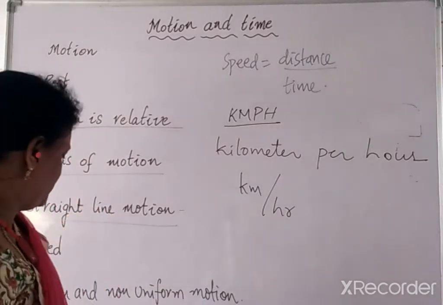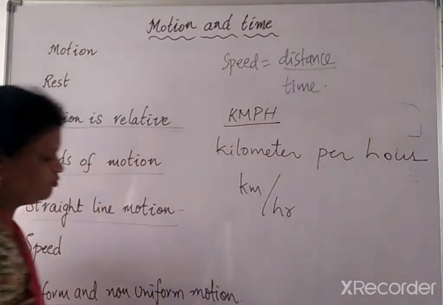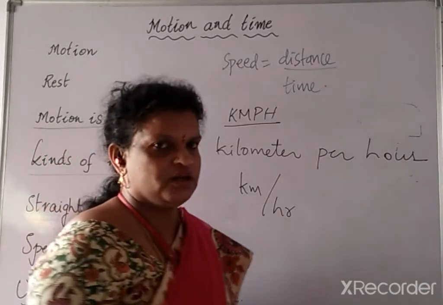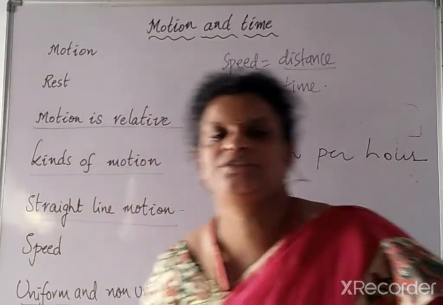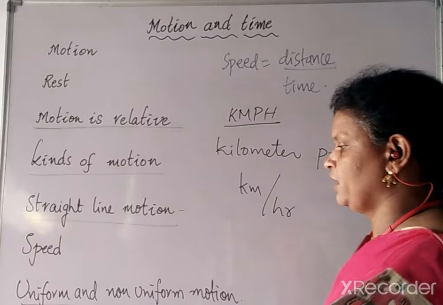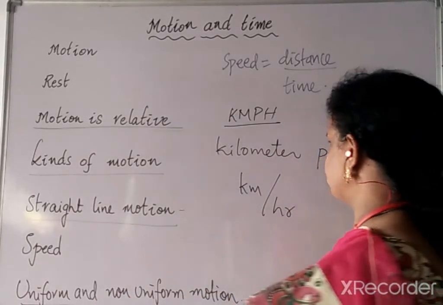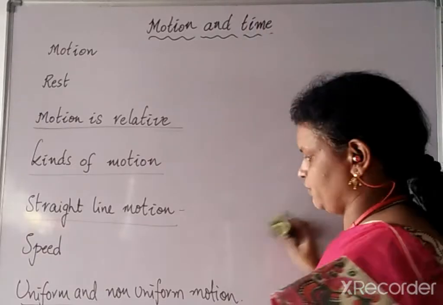Now, after this, we have to see one more thing: uniform motion and non-uniform motion. No need to worry about the calculations. In one more session, we will see the calculations of speed also. Now we will see what uniform motion and non-uniform motion are. First we complete uniform motion, and after that we will see non-uniform motion.